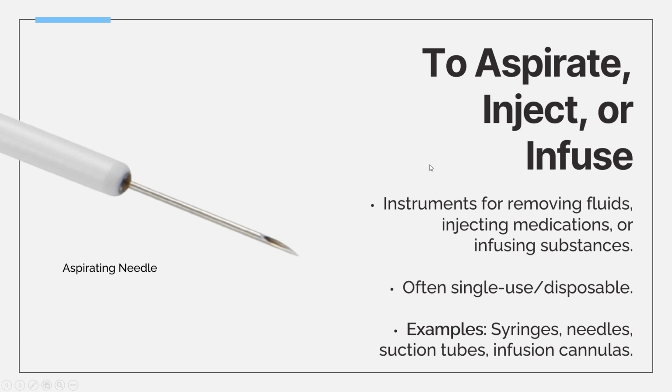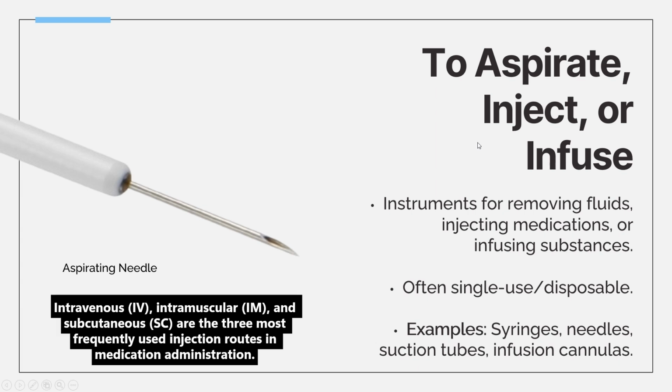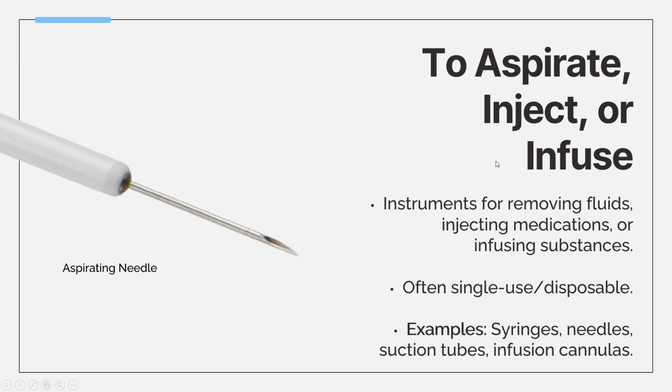So aspirating uses a syringe or needle for the most part to remove fluids or gases from the body, such as drawing blood or draining abscesses. Injecting is introducing substances like medications or vaccines to the body through a needle, often via IM, SC, or IV methods. Infusing is when we slowly deliver fluids or medications into the body via an IV or syringe, and they're commonly used for rehydration or controlled drug delivery.